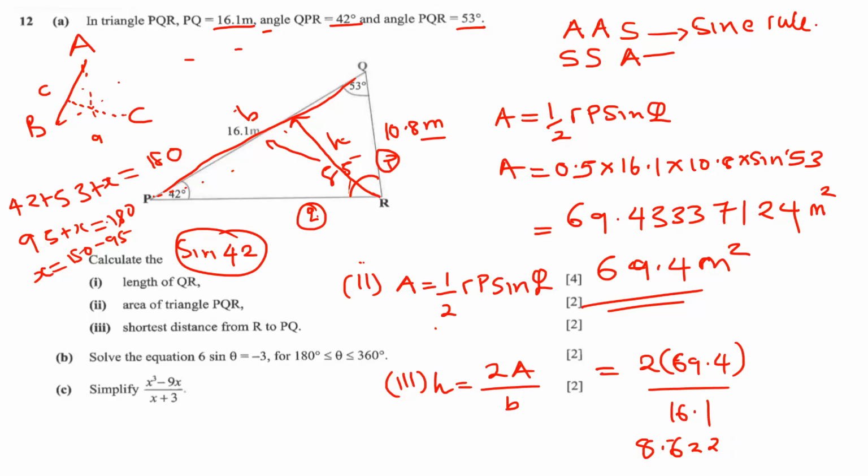The answer that I'm finding here is 8.62256252, 0.625263509. This is in meters. So rounding off, this one is going to be 8.6 meters. So this is the shortest distance. Okay, I hope we're moving together.